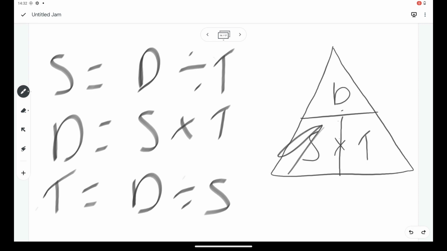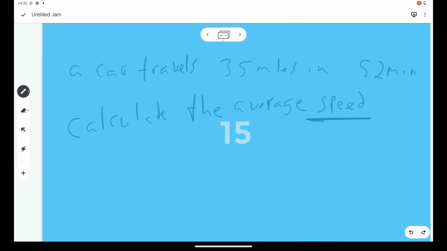Similarly, if we wanted to work out speed, we would cover speed up, and we're left with distance divided by time. That's just an easier way to remember these three formulas, if you can just remember to put them in this triangle in the correct order. Now let's look at some example questions.